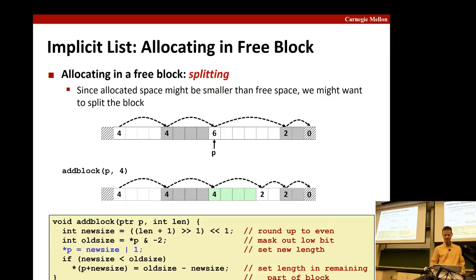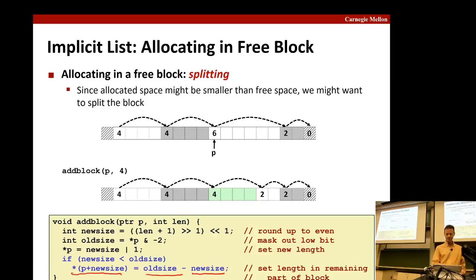And then if new size was less than old size, as opposed to equal to old size, then we know we have something left over, and we just figure out how much that is. So we take the old size, which was 6, minus the new size, which was 4, and we just have to figure out where to store that. And where do we store that?